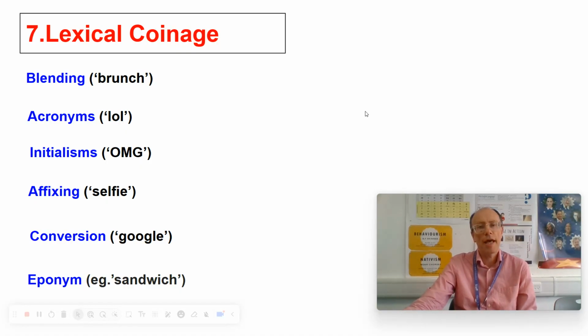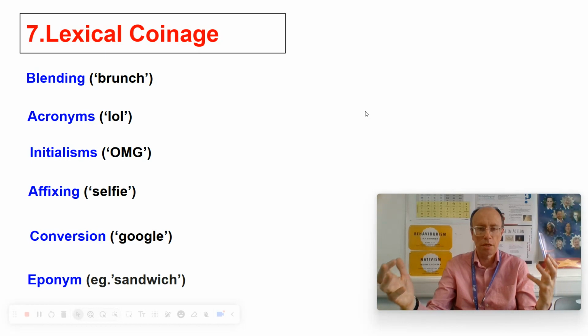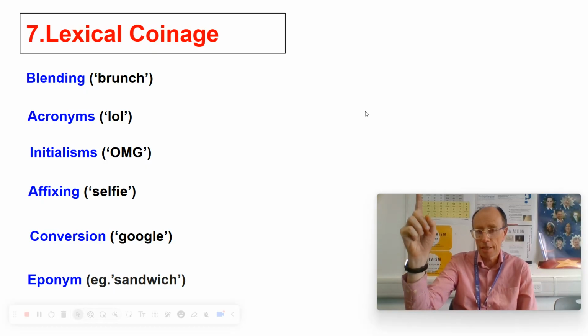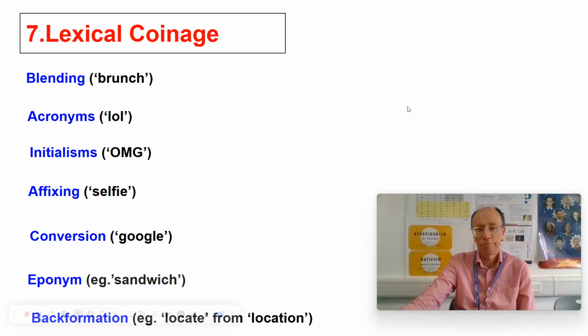And of course we have eponyms. I love eponyms. So eponyms are those words that have come into the language from the names, the proper nouns of people or places. Like the 18th century Earl, the Earl of Sandwich, who was so devoted apparently to his gambling that he wouldn't leave the betting table and demanded that his servant bring 2 slices of bread with a big chunk of meat in between them. And the rest is history.